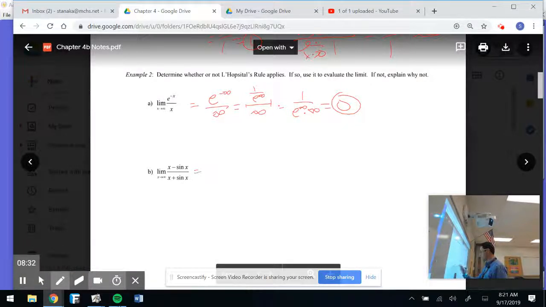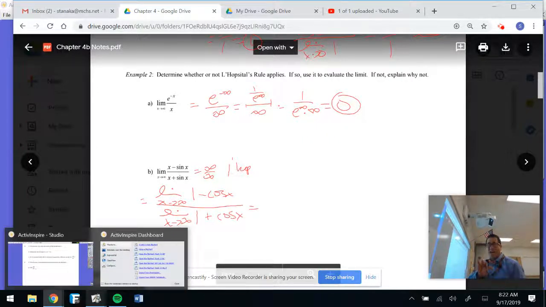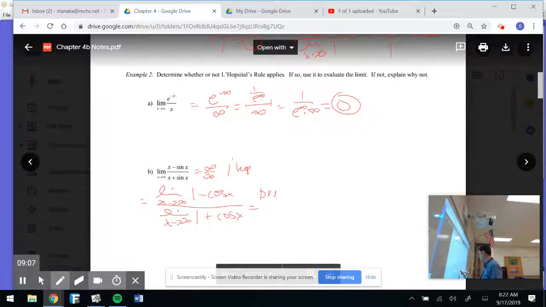Now this one here, let's plug it in. We get infinity over infinity, so let's use L'Hop. So we got the limit as x approaches infinity of 1 minus cosine x all over the limit as x approaches infinity of 1 plus cosine x. Plug in infinity, and it oscillates, right? The top is 1 minus cosine, which oscillates, and the bottom is 1 plus cosine, which also oscillates. So we get a DNE above and a DNE below because it oscillates between two values. So I don't get any answer for that one.